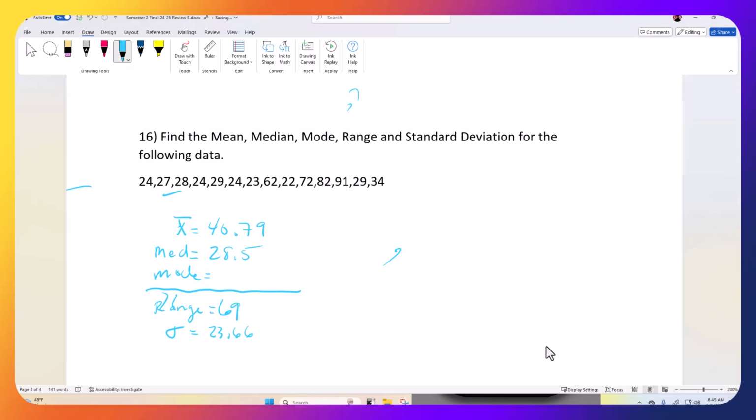And the last thing is the most common result. I noticed the 24 was there a few times while I was typing it in. I'm just looking to see if anybody else showed up more often. I don't see it. So I'm going to go ahead and say 24 is my mode.